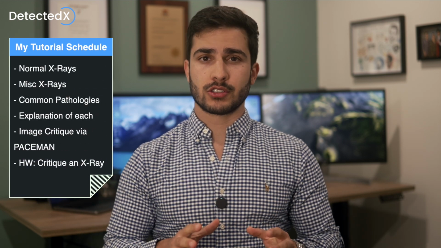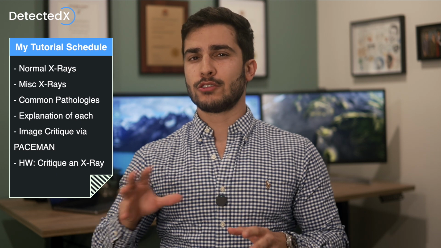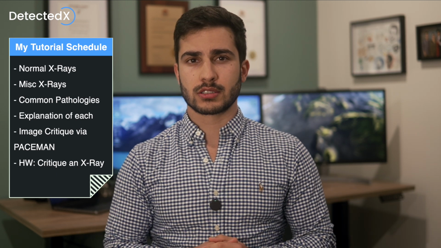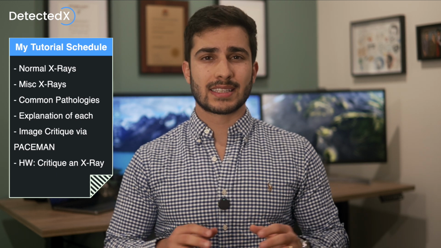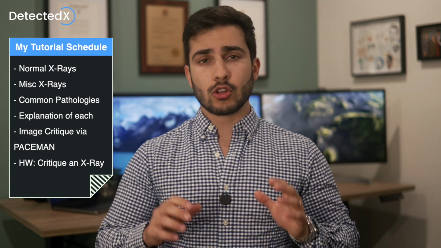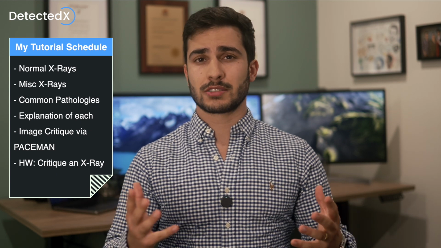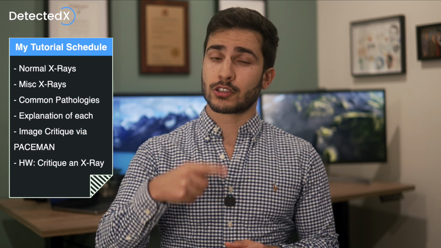In the tutes, I first take the students through what normal X-ray projections are for that region, showing them examples of normal X-rays for reference, and then talking about the miscellaneous projections. I then go through the common pathologies in that anatomy region with an explanation and examples of each. And we'll often finish the session with an image critique section using frameworks such as PaceMan, with the homework being an X-ray that the students have to critique themselves.